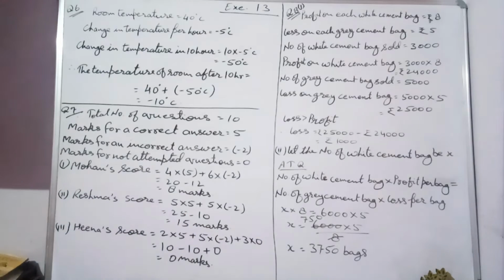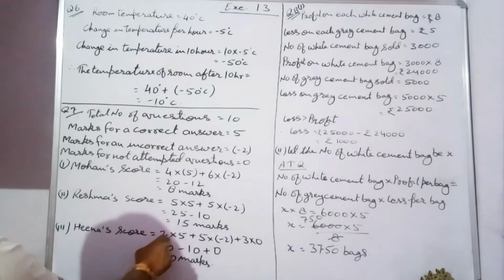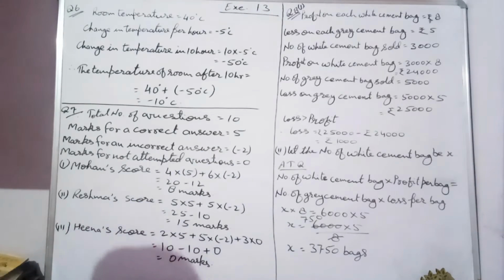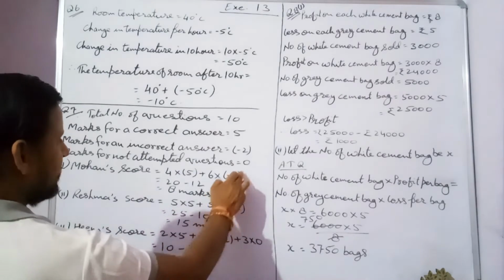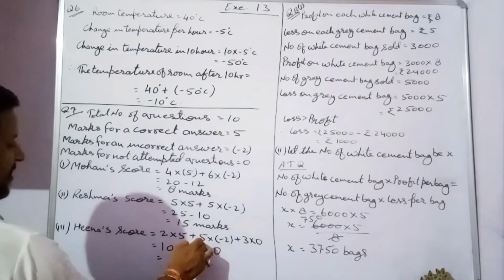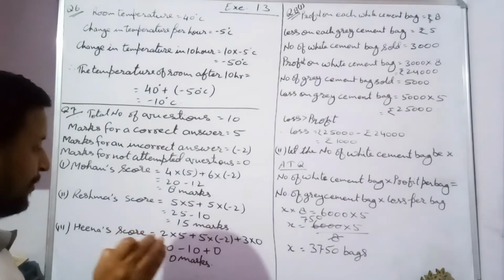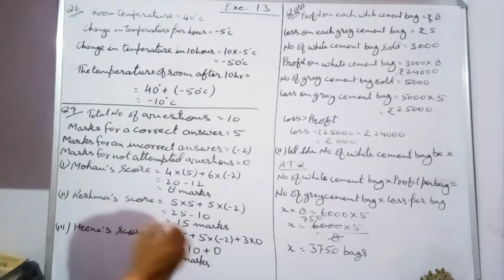Now the third one is here. It is saying Hina gets 2 correct answers. She is getting 2 correct answers. Marks awarded for every correct answer, now you will multiply it, plus 5 incorrect answers. So 5 into the marks awarded for every incorrect answer, that is 5 into -2, and 3 questions out of 7 questions she attempts. Now because it is saying out of 7 questions she attempted, and the total questions were 10.